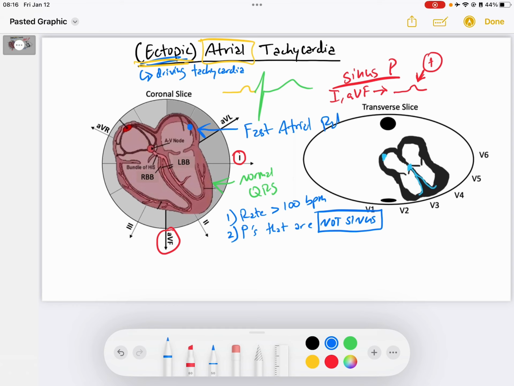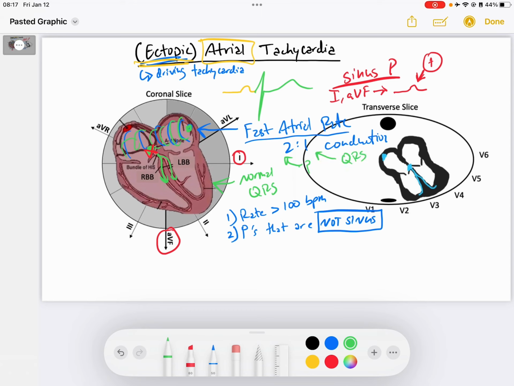If it's got a fast atrial rate and it's firing off, sometimes the AV node will capture a beat and send it down to the ventricles. And sometimes when the next ectopic beat occurs, if that AV node is still refractory, it might block that beat. So if the atrial rate is extremely fast, our AV node might show what we call 2-to-1 conduction. And that 2 represents 2 P waves to 1 QRS.